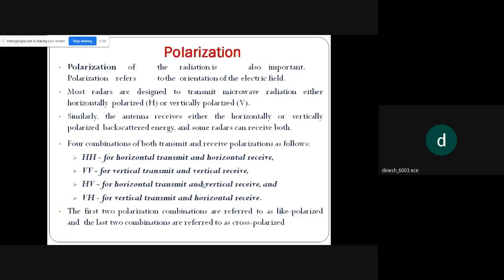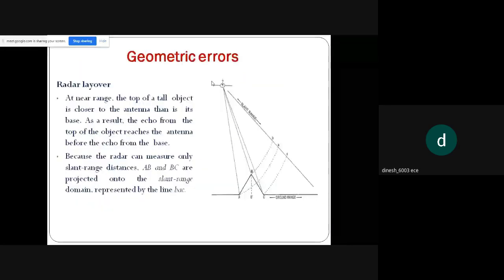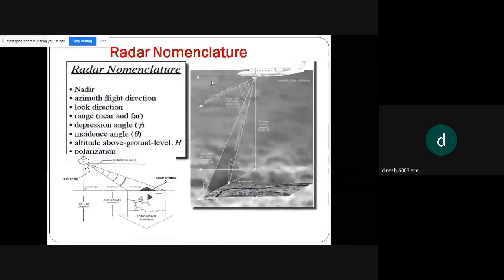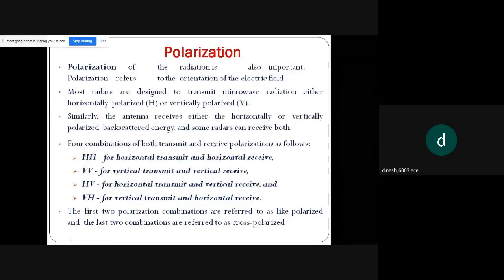Next is polarization. The polarization of the radiation is also important, which we had seen here in the radar nomenclature. There are four combinations of polarization. Before that, we'll see what polarization is. Polarization of a radiation is the orientation of the electric field.